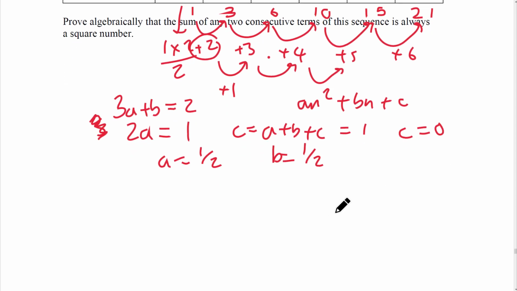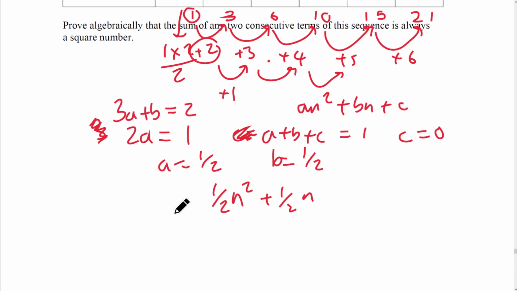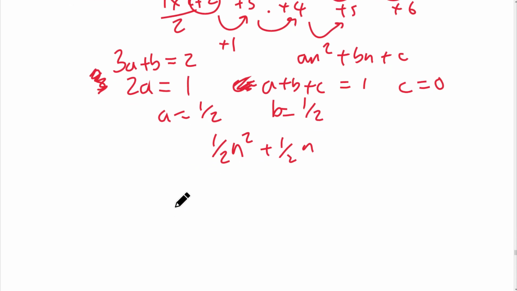Right, this might be a roundabout way of doing this. So a plus b plus c must equal this first term here. That's half. So this quadratic sequence will be half n squared plus a half n. That's the quadratic sequence. And now we're going to prove that the sum of two consecutive terms of this sequence is always a squared number. So let's say n equals 1 term. So when n equals 1, so we're going to get n plus n plus 1. That's what we're trying to prove is a squared number.